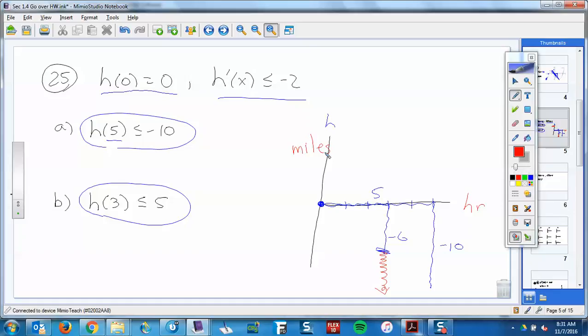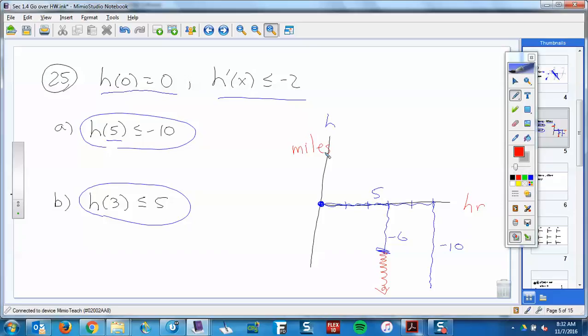Going west, 2 miles per hour, right? Because it's negative. So h prime is miles per hour. H is miles. We said the derivative is always these units over these units, right? Because it's a slope. It's rise over run, y over x. So the slope is miles per hour. So we're going to go west at 2 miles per hour.